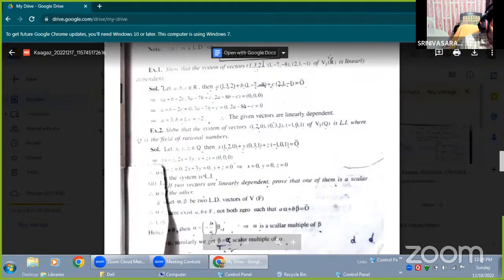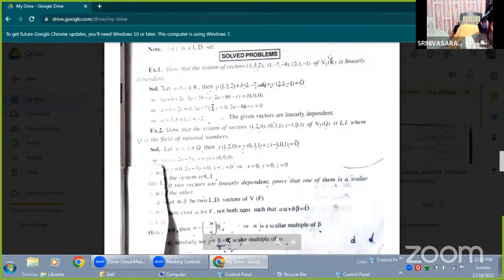Three vectors are given; you write three scalars A, B, C for alpha 1, alpha 2, alpha 3. A alpha 1 plus B alpha 2 plus C alpha 3 equal to 0 bar. You write the linear combination and arrange the coordinates. First coordinates: 1 into A plus B plus 2C equal to 0, because 0 bar means each and every element is 0. Next, 3A minus 7B plus C equal to 0. Then 2A minus 8B minus C equal to 0. There are three coordinates.